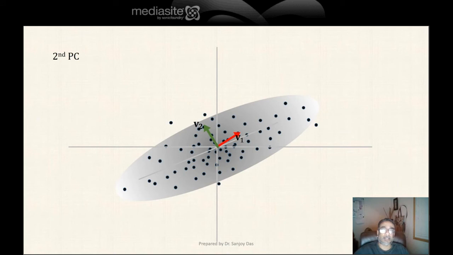So this is V2, the second eigenvector, and it's orthogonal to V1, the first eigenvector, because lambda is a symmetric matrix, and symmetric matrices have orthogonal eigenvectors. V1 is the first principal component and V2 is the second principal component. Likewise, V3 is the third largest eigenvector of lambda, and that's the third principal component.